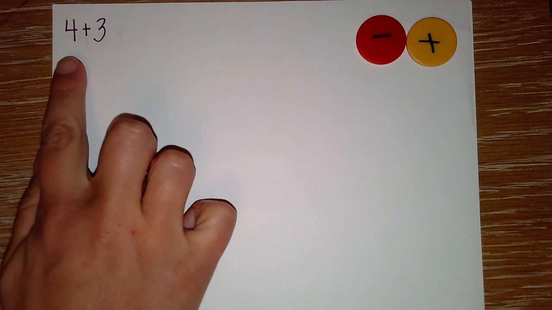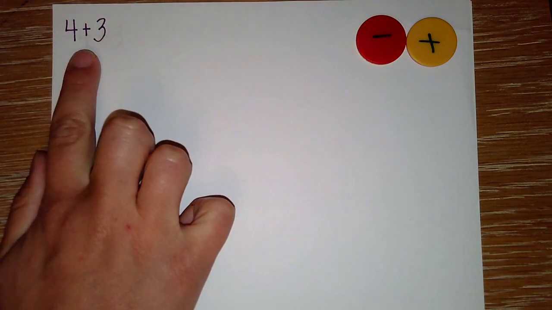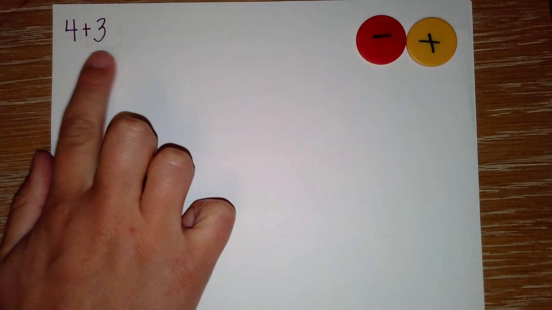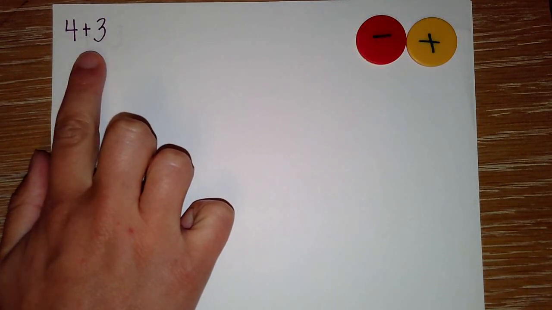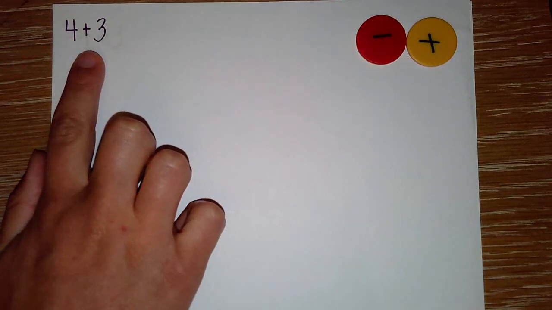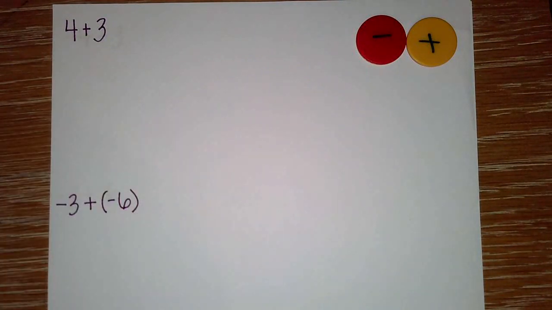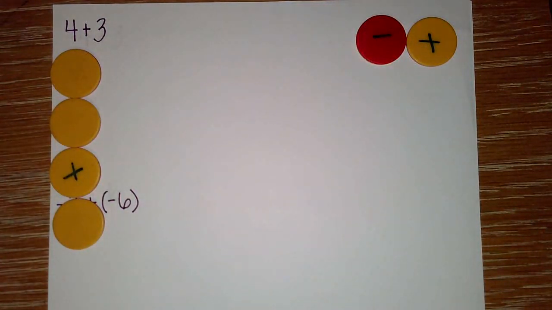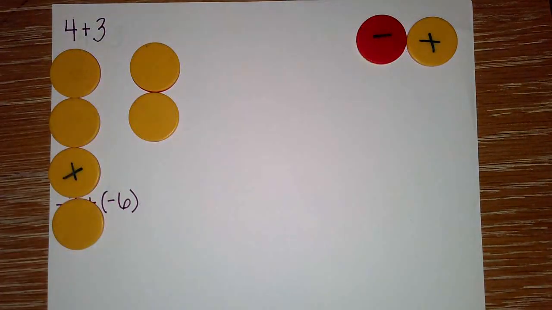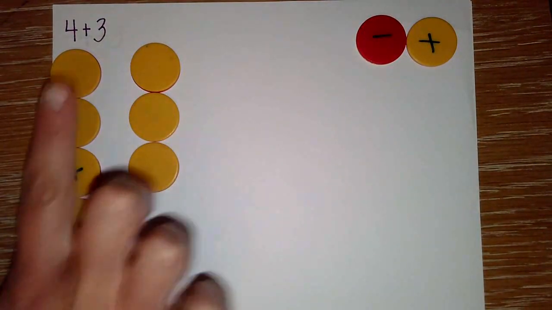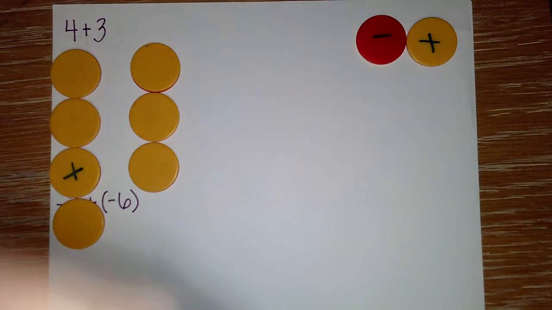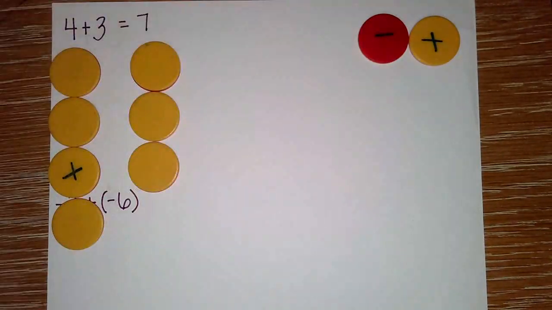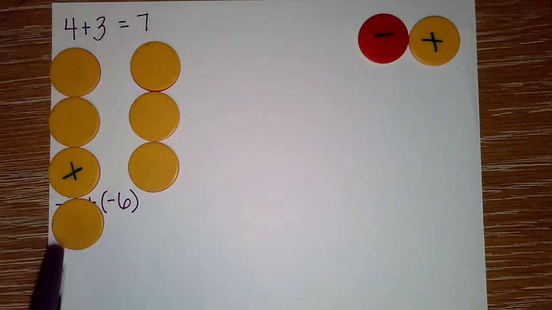So if I have the expression 4 plus 3, I know that both of these values are positive because I don't see a negative sign. So to model that, I would show 4 chips, and then I would show 3 chips. 4 plus 3 equals positive 7. I can count my chips. I see they are all positive.